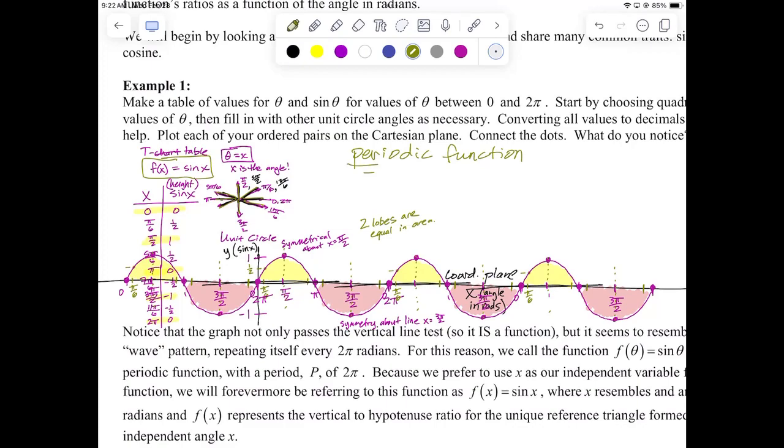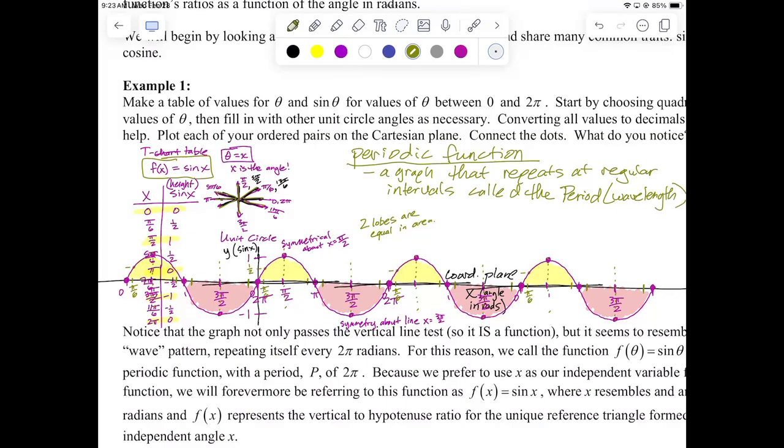So here's what a periodic function is. The definition of a periodic function is a graph or a function that repeats at regular intervals called the period, which is also known in science as the wavelength. Y'all have heard wavelength before, right? Yeah. So this is a sine wave. So we could also call this a sine wave. These are also called wave functions, okay?